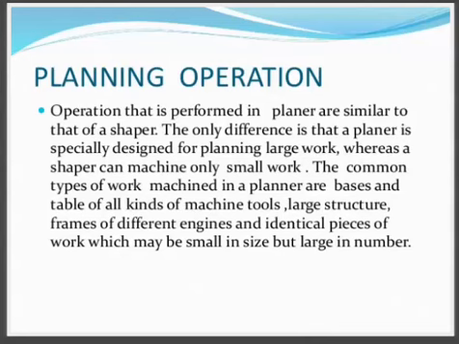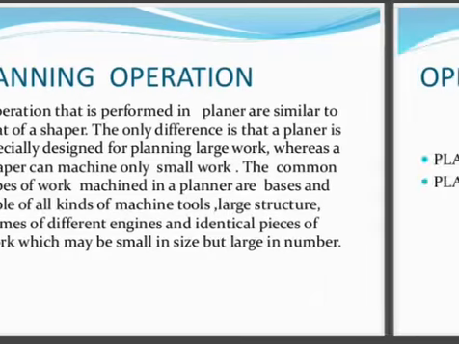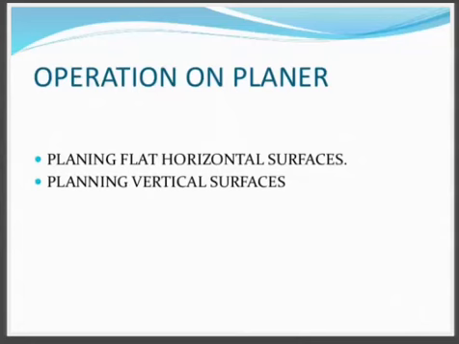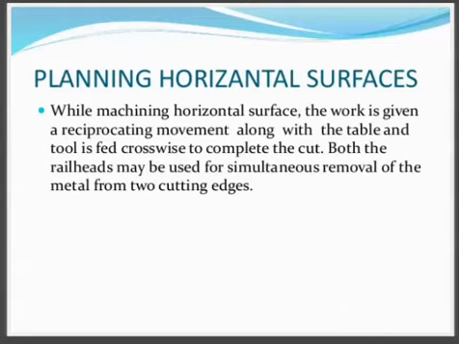The common types of work machined in a planer are the tables of all kinds of machine tools, large structure frames of different engines, and identical pieces of work which may be small in size but large in number. The operations on a planer are planing flat horizontal surfaces and planing vertical surfaces. First one is what? Planing horizontal surfaces.